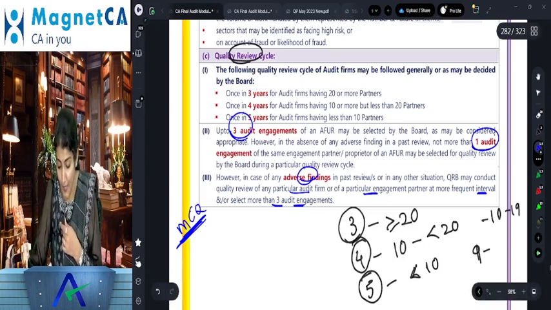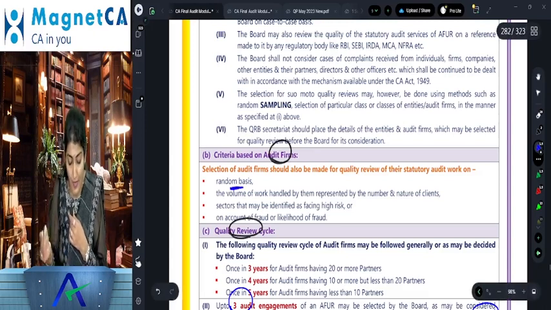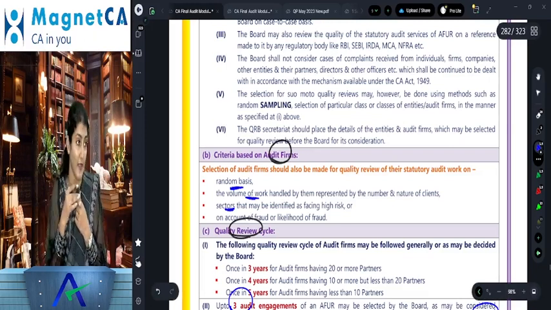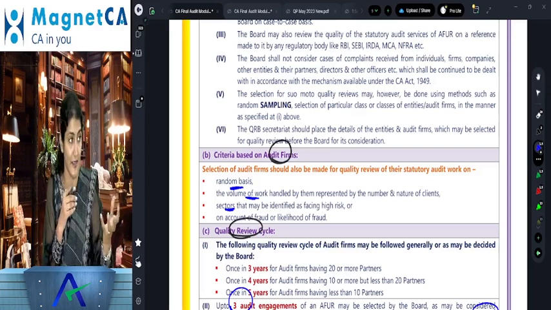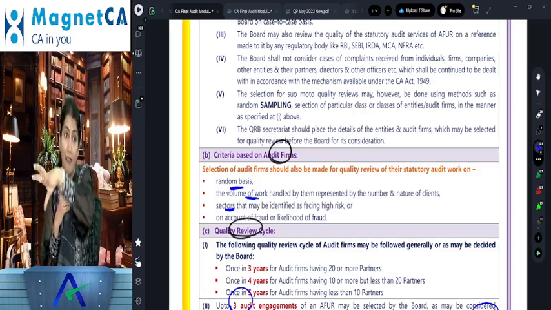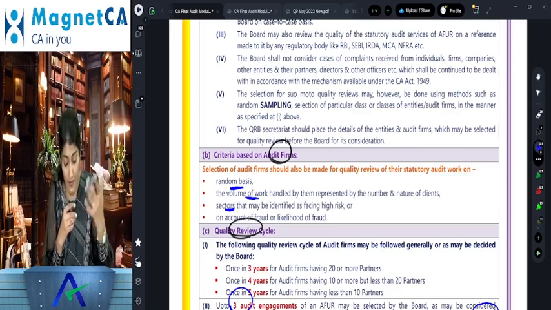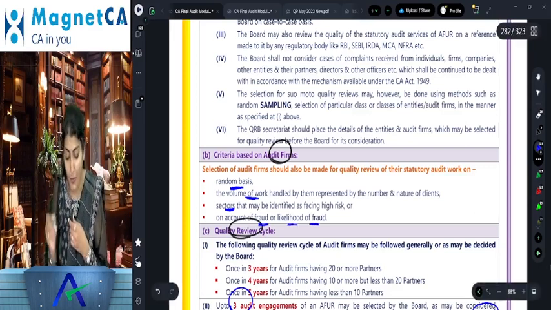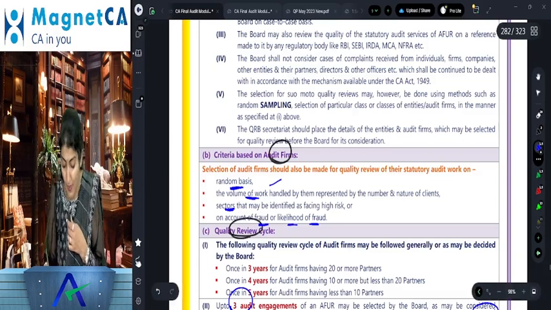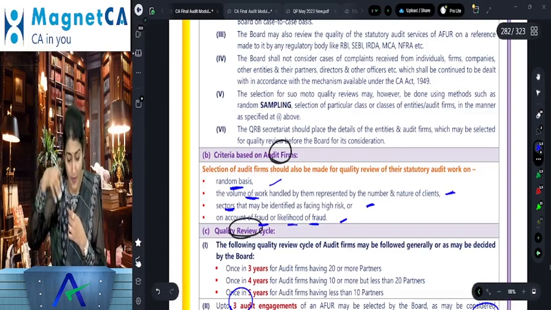Depending upon the entities that you are auditing, depending upon your audit firm, they can select on a random basis. They can select upon the volume of work. They can select upon the sectors that may be identified. Say you are doing the audit of the real estate sector, where there is high risk. Or you are doing the audits of startups, valuation companies, edtech companies. So again, there is a high risk, and again, on account of the fraud or the likelihood of the fraud. So based on the audit firm, that's how they can select on a random basis, based on the volume of work, sectors identified as high risk, or on account of the fraud or the likelihood of the fraud.